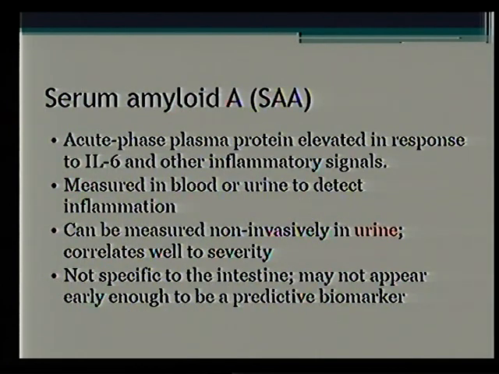Next, coming on to the serum amyloid A, it is an acute phase plasma protein elevated in response to the inflammatory cytokines basically. It is measured in blood or urine to detect inflammation, and it can be measured non-invasively in urine. I am stressing these things because the majority of the biomarkers I have spoken about so far are measured non-invasively. That is, they can be measured in the urine or in the feces. So there is no need to collect extra blood, and no special things are required for them.